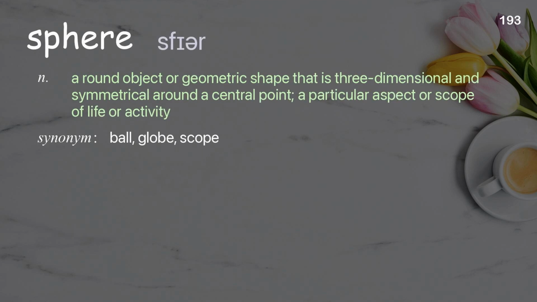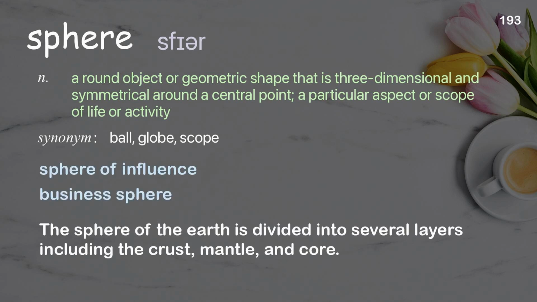Sphere. A round object or geometric shape that is three-dimensional and symmetrical around a central point; a particular aspect or scope of life or activity. Examples: Sphere of influence. Business sphere. The sphere of the Earth is divided into several layers, including the crust, mantle, and core.